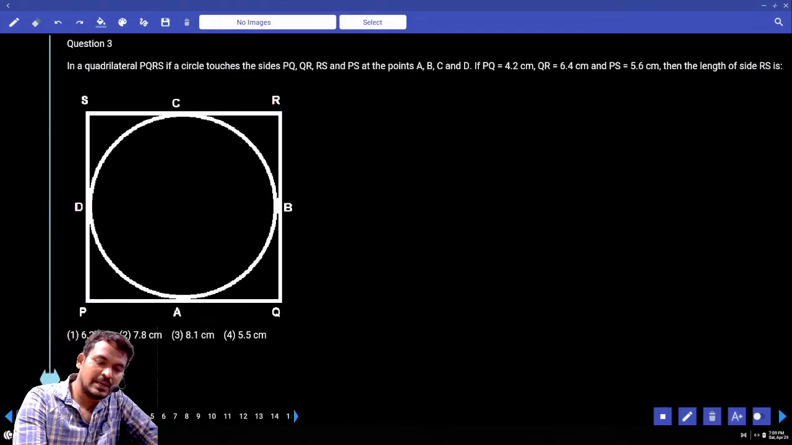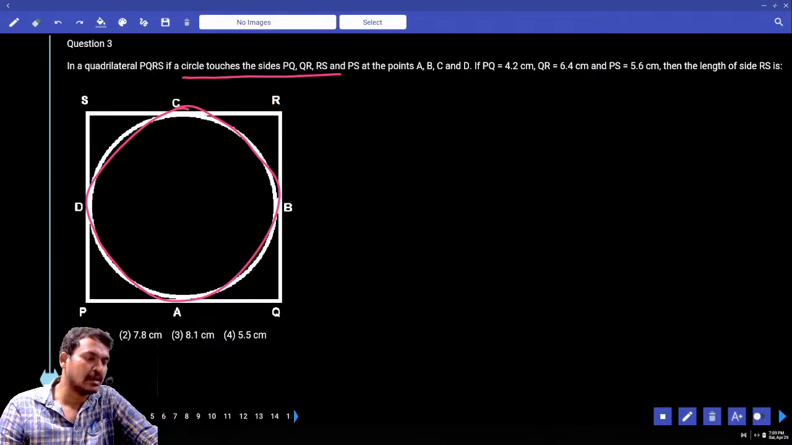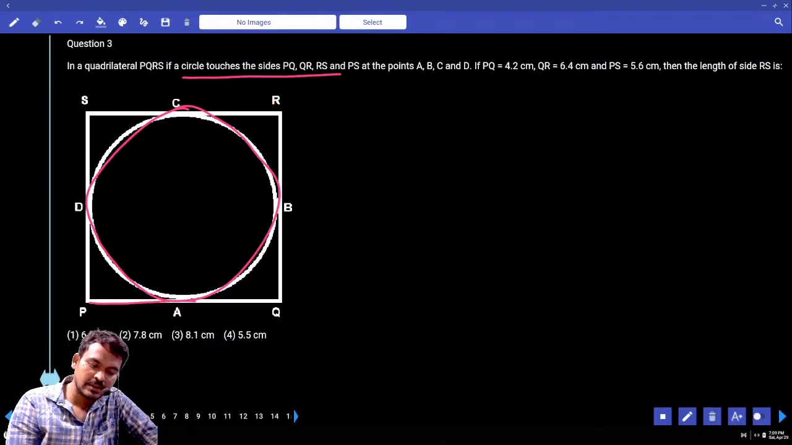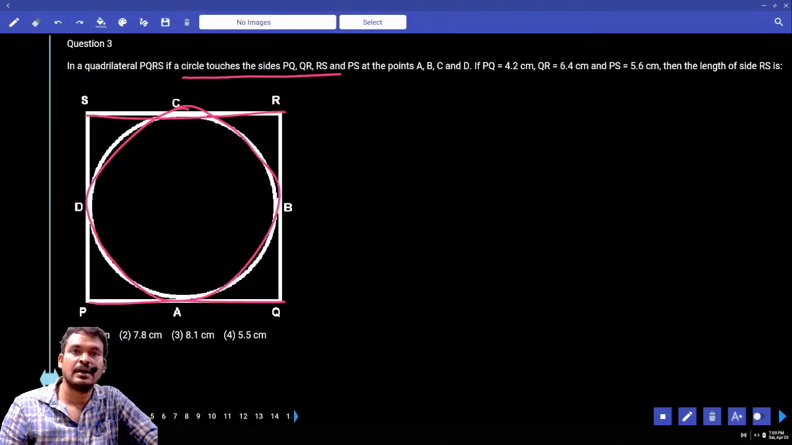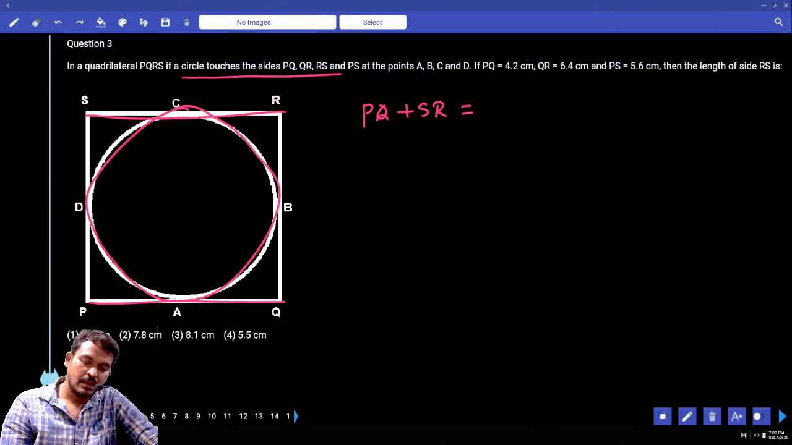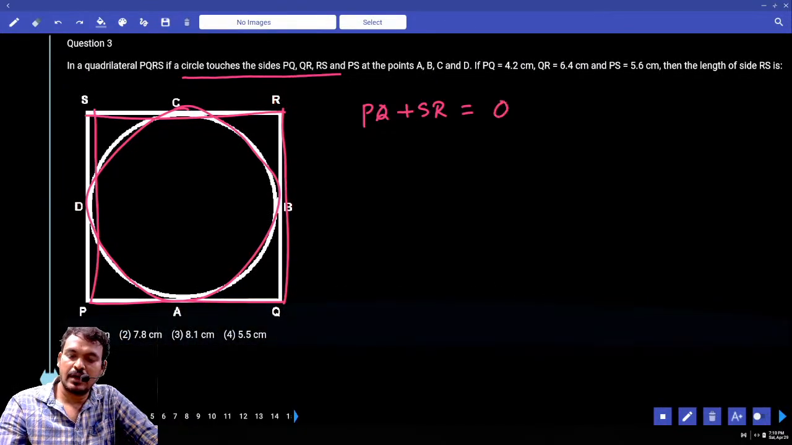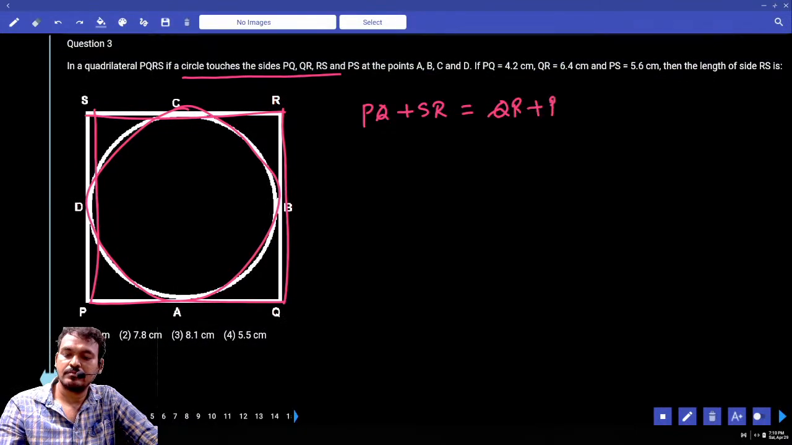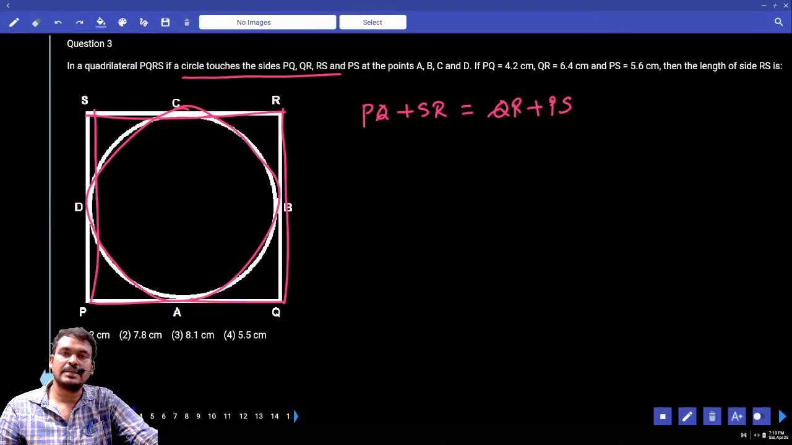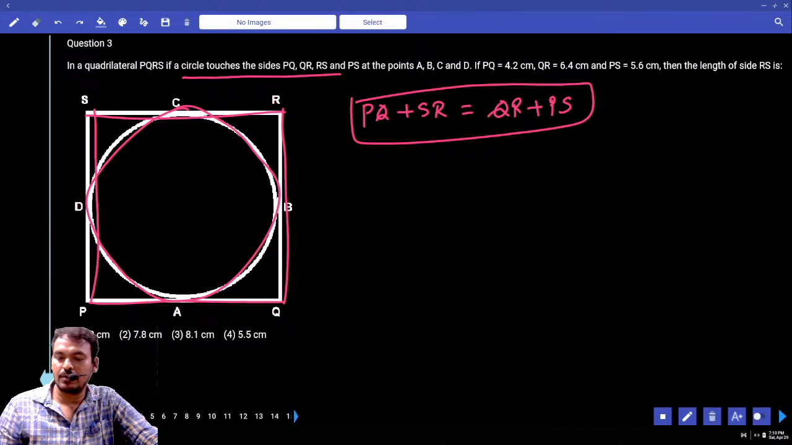Here, a circle touches the sides, which means, directly we write, are the sums of opposite sides equal or different? Equal. Opposite sides means PQ and SR, so PQ value plus SR value is also equal to which one? QR value plus PS value. Okay, the sum of opposite sides will be equal. PQ plus SR is equal to QR plus PS.